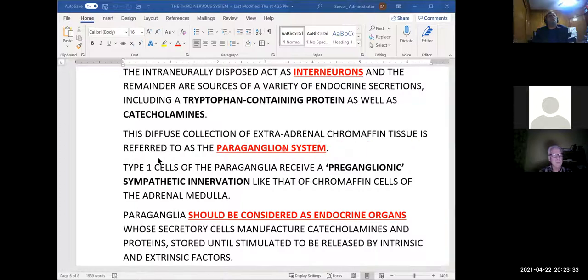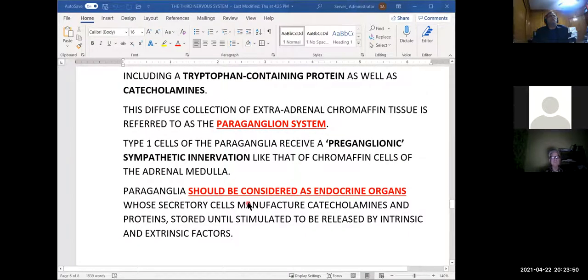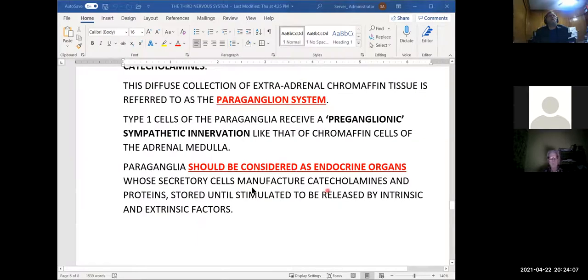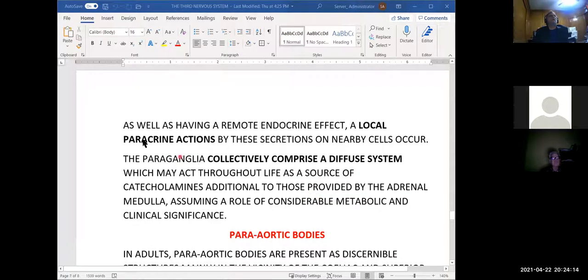This diffuse collection of extra-adrenal chromaffin tissue is referred to as the paraganglion system. There's the paraganglion. Type 1 cells of the paraganglia receive a preganglionic sympathetic innervation like that of chromaffin cells of the adrenal medulla. Paraganglia should be considered as endocrine organs. The secretory cells manufacture catecholamines and proteins stored until stimulated to be released by intrinsic and extrinsic factors. So they're sitting there waiting to release on demand certain hormones and certain peptides. As well as having a remote endocrine effect, a local paracrine action by these secretions on nearby cells occurs.